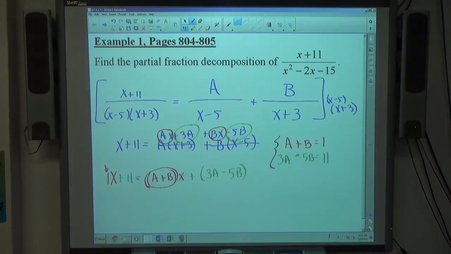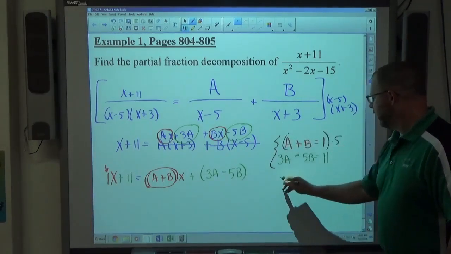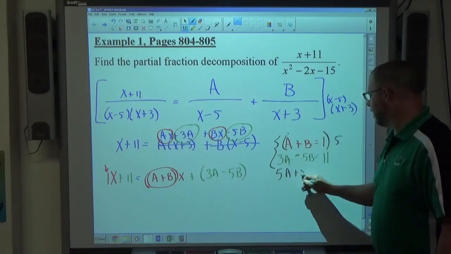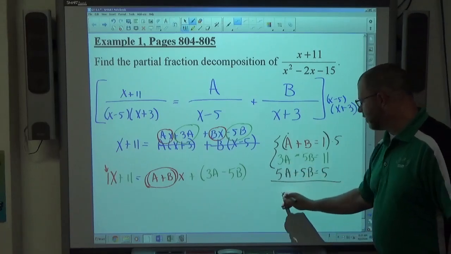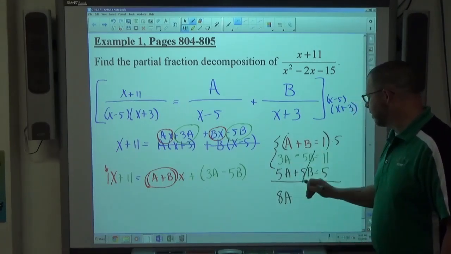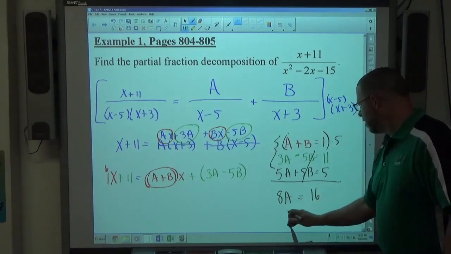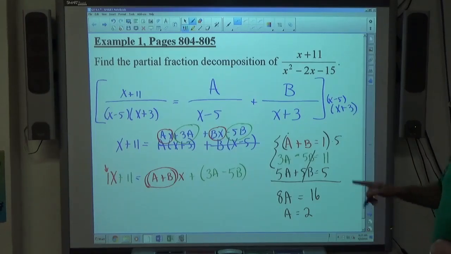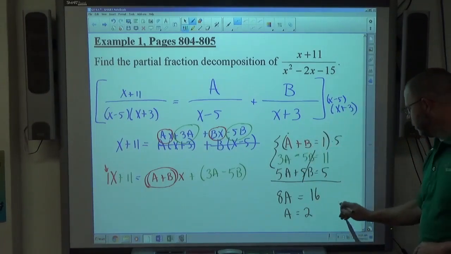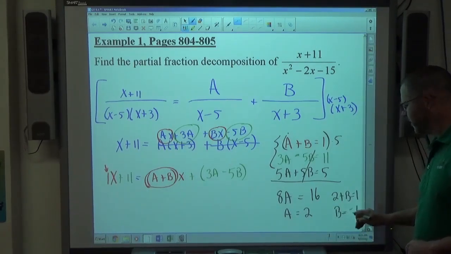We're going to solve that system of equations. I'm going to use elimination. It looks like the easiest way to do this one. I'm going to multiply the top equation times 5. So that gets me 5a plus 5b equals 5. 3a plus 5a is 8a, minus 5b plus 5b cancels, 11 plus 5 is 16. So a must equal 2. And then 2 plus b is equal to 1, so b, of course, would be negative 1.